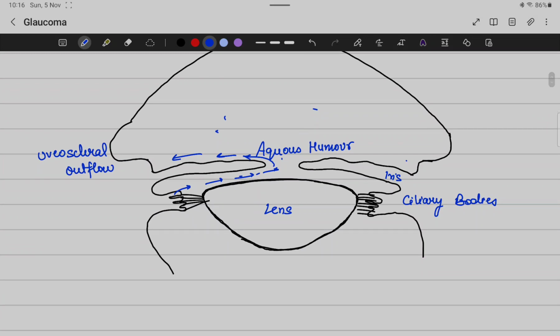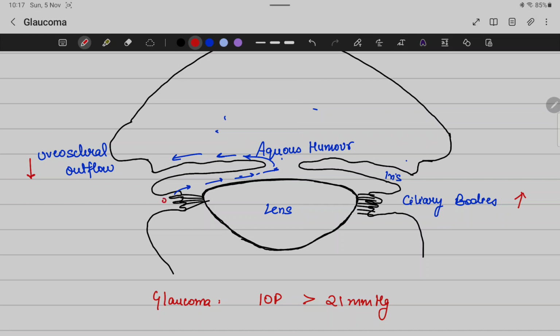So whenever there is increased production of aqueous humor by ciliary bodies, or if there is decreased drainage of aqueous humor by the uveoscleral outflow, then it can lead to increased intraocular pressure, and it can lead to a condition which is called glaucoma. For glaucoma, your intraocular pressure should be more than 21 millimeters of mercury. Then we call it glaucoma. Then we'll talk about a few more concepts which will help us understand the drugs that we are going to use in glaucoma.